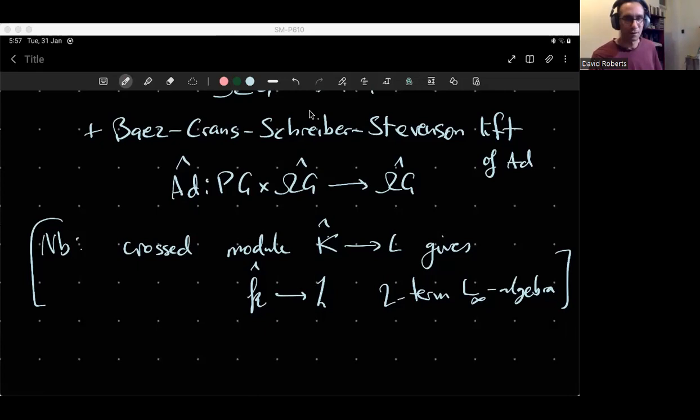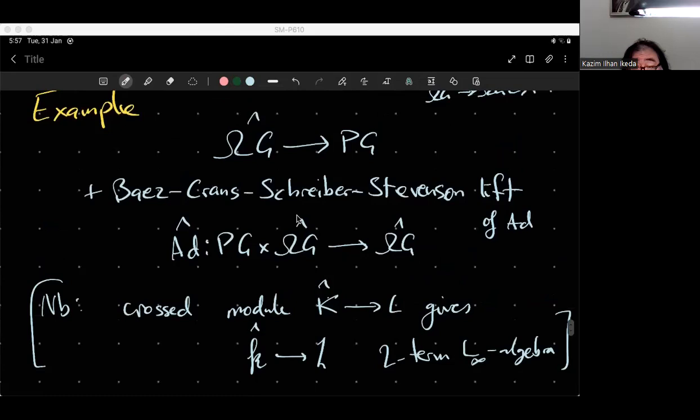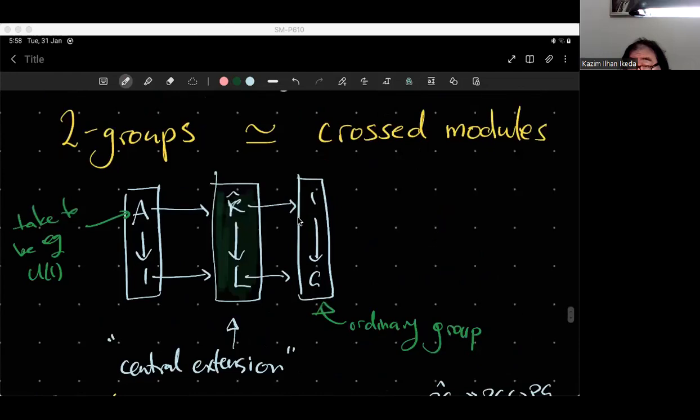So the two groups that you introduced, which is equivalent to cross modules, is there any topology on them? If we consider two groups, what do they correspond to? Everything is smooth here, so this will be a smooth homomorphism. The action will be smooth. It's possible to do this just with discrete groups as well, and there's the same sort of correspondence. You have to maybe be a little bit careful about the topology.